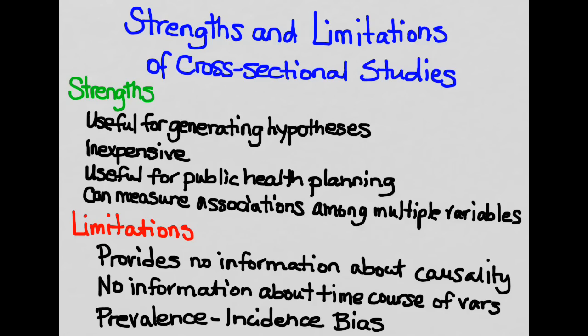And in terms of limitations, the main limitation of a cross-sectional study is that it provides no information about causality. That's because there is no information about the time course of the variables, and because of a related bias called the prevalence incidence bias, which we're going to talk about in the next video.